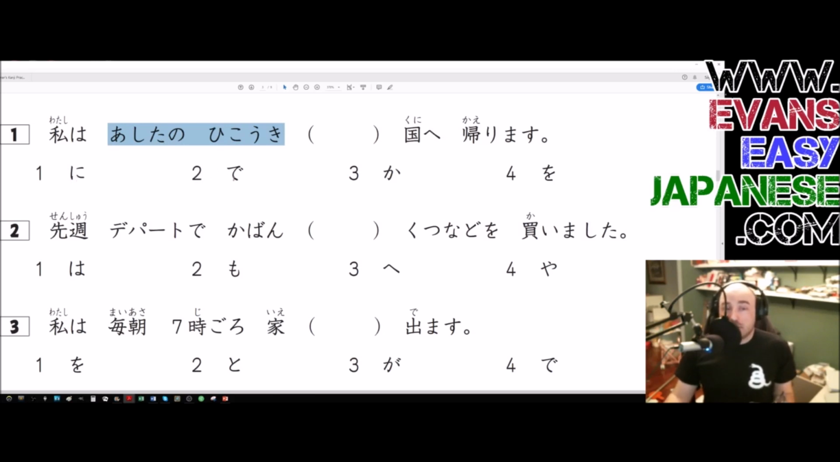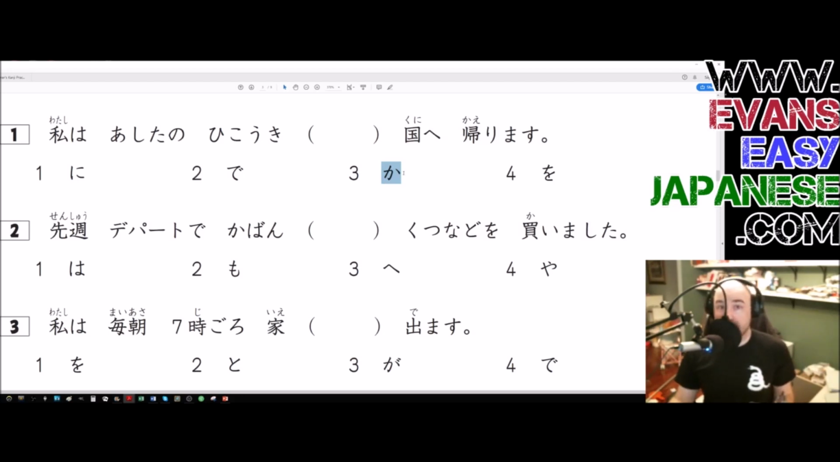The de particle might be the tool that we use to accomplish a goal, or the means by which we accomplish a goal, or it might even just be the te form of desu. So if we're going to go home to our country via tomorrow's airplane, by tomorrow's airplane, using tomorrow's airplane, that seems like a good idea. Okay, so ka, in between nouns, would say or. So tomorrow's airplane or the country I'm going to. I will return home to the country or tomorrow's airplane. That doesn't make sense. So I'm going to say nope on the ka.